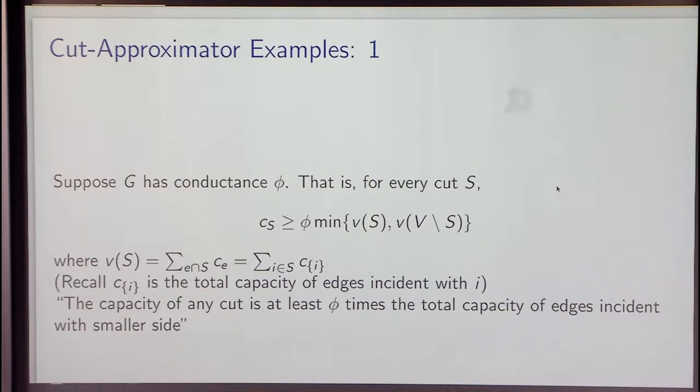Okay, so let's say we have a graph that has large conductance. What that means is that for every cut S, the total capacity of edges crossing that cut is at least phi times the minimum, over the smaller of the two sets, of the total capacity of edges incident with that set. If I define the volume of a set as the total capacity of edges incident with that set, then a graph has conductance phi. So basically the capacity of any cut is at least phi times the total capacity of edges incident with the smaller side.